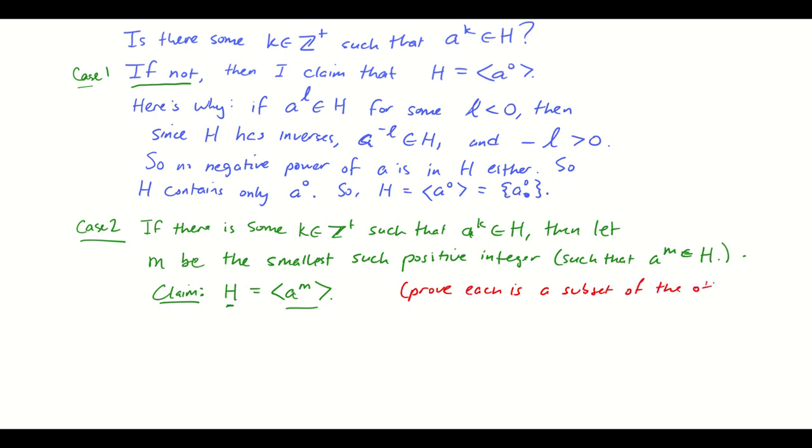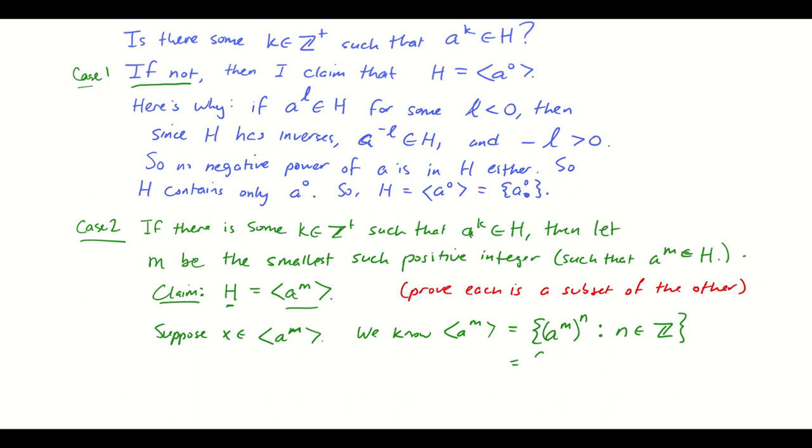That's going to be my strategy. So I think I'll start with supposing that x belongs to the subgroup generated by a to the m. Okay, now remember that subgroup is just the group of all powers of a to the m. So it's the set of all elements a to the m raised to the n, where n is an integer. That's what it means to be the cyclic subgroup generated by that thing.